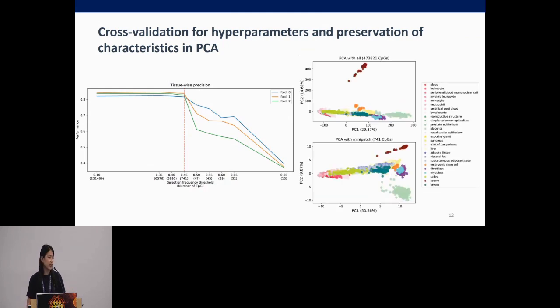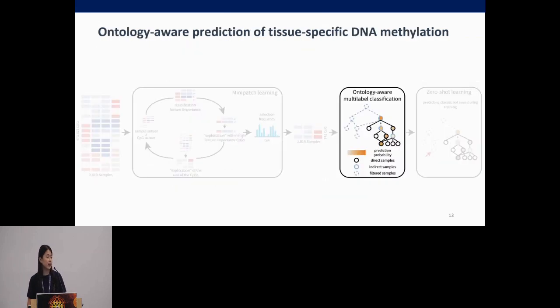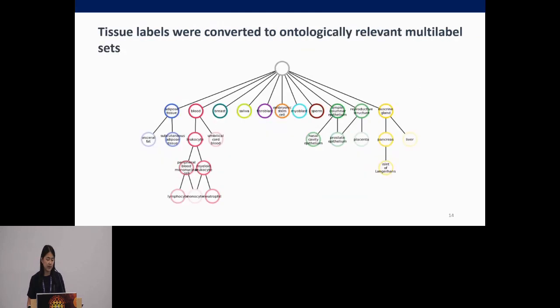And then we also made sure that the variations in the original set that were defining the tissue specificity from all of the 473,000 probes were not lost by doing this feature selection. So we validated by looking at PCA. And from that moment on, we used the 741 probes in our ontology-aware multi-label classification.